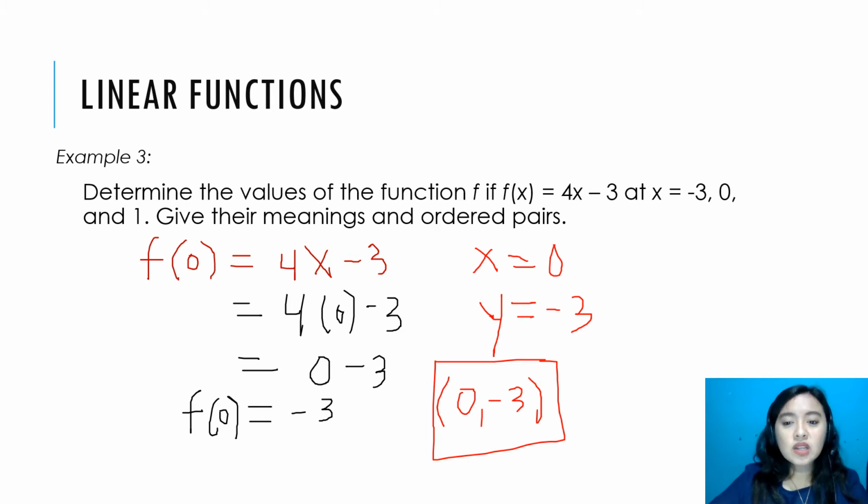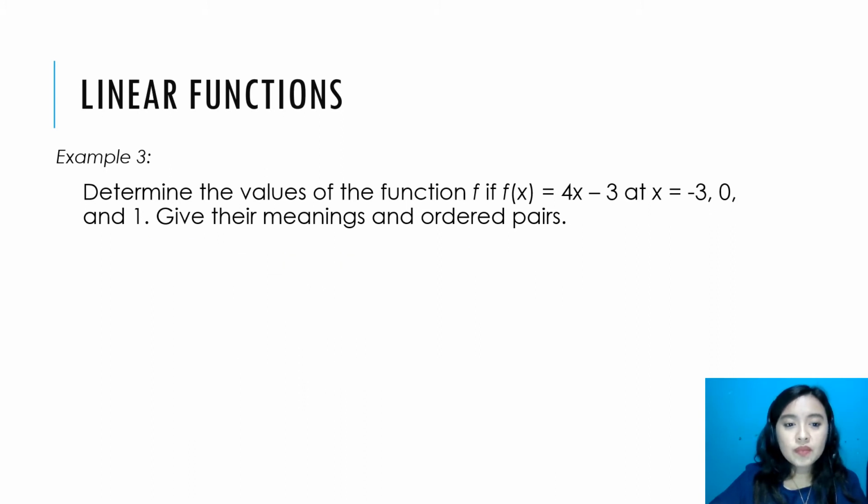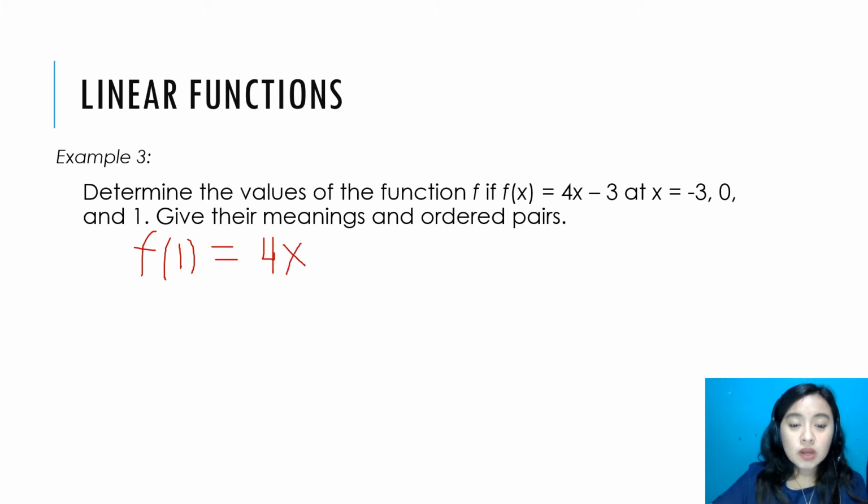Okay, last one. So, na-solve na nato siya if x is equal to negative 3, na-solve na sa nato if x is equal to 0. Okay, so let's try to solve it if x is equal to 1. If x is equal to 1, pila ka high value sa to ang function. So, we will have that as f of 1. So, f of 1 is equal to, again, 4x minus 3. Then, ato lang i-substitute ang value na 1 kang x. So, that will become 4 times 1 minus 3.